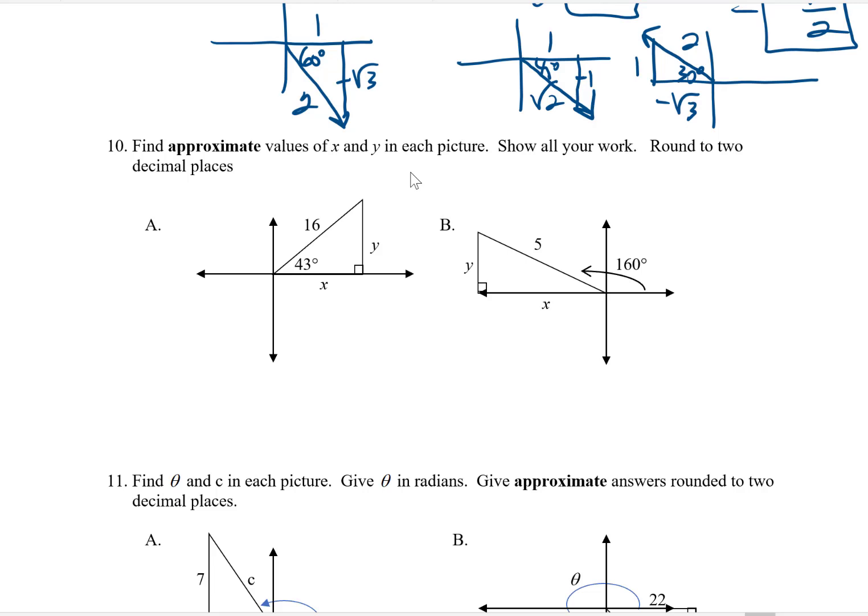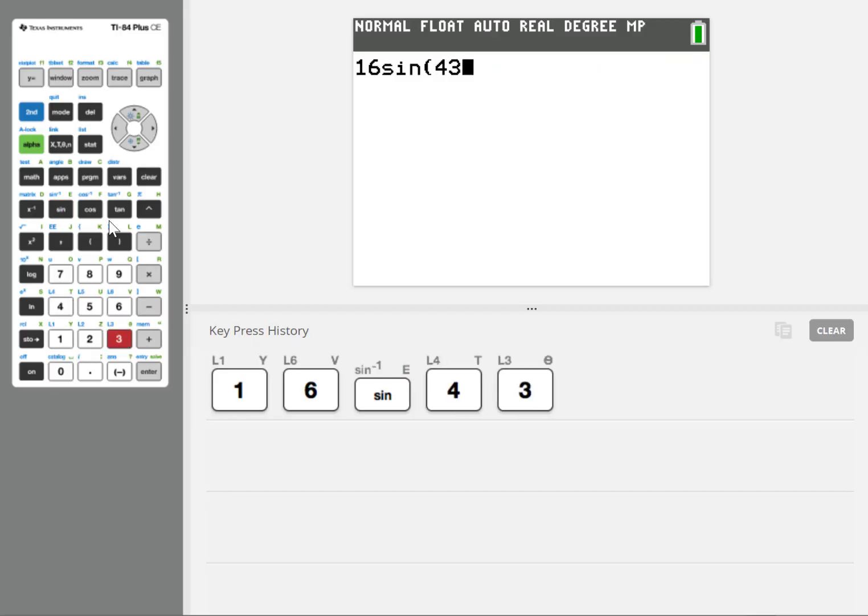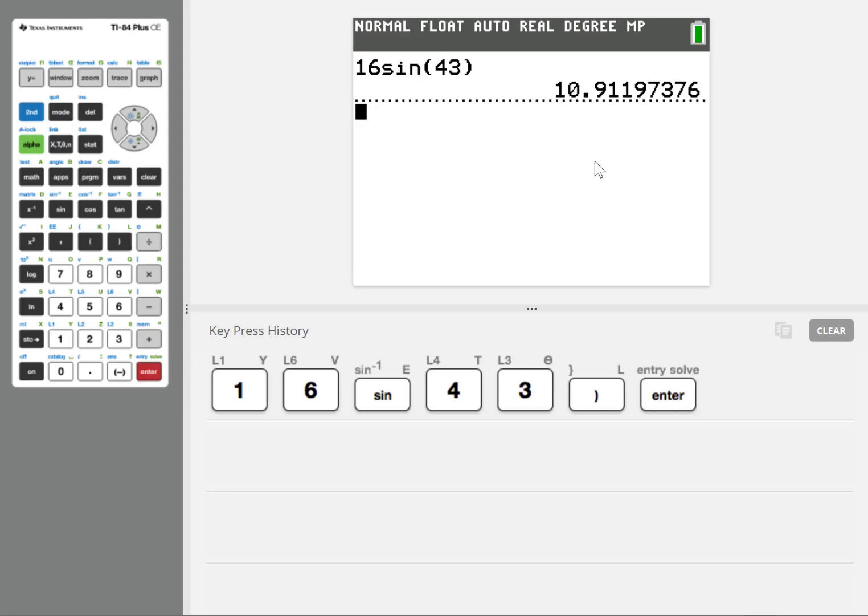This first one is pretty easy though because I'm in the first quadrant. I could just say sine 43 degrees, for example, equals opposite y over 16. All I would have to do is multiply both sides by 16, and now I have an expression for y that I can type into the calculator. 16 sine 43 in degree mode is equal to 10.9. To 2 decimal places, 10.91.